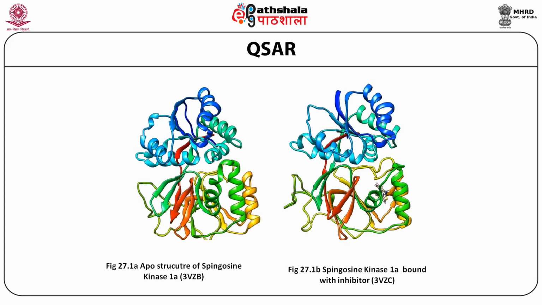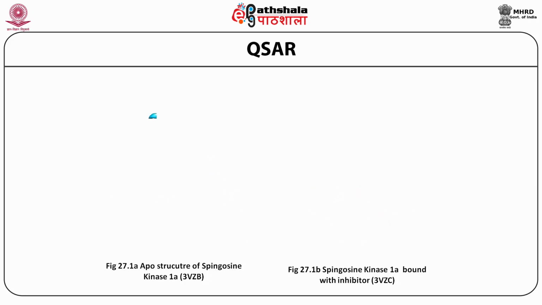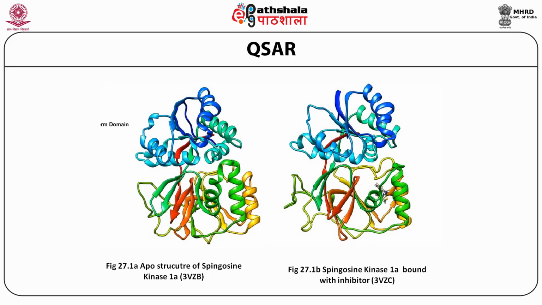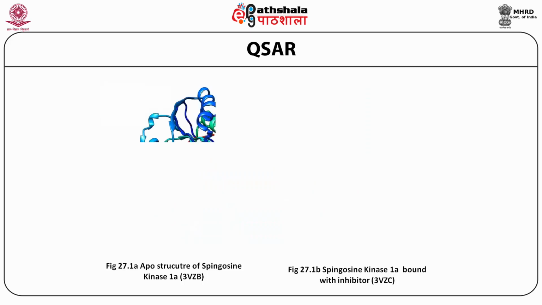This just shows the native or apo structure of sphingosine kinase 1A. If you look at the second figure, 27.1b, the same is shown along with an inhibitor. The PDB entry is given here. So you can see the inhibitor bound at the right hand bottom. If you look at figures A and B, in B you can easily find the change in conformation, the two helices, how they are connected in figure A on the right hand side, and look at those helices when a ligand is bound. This is known as conformational change due to binding of a ligand.